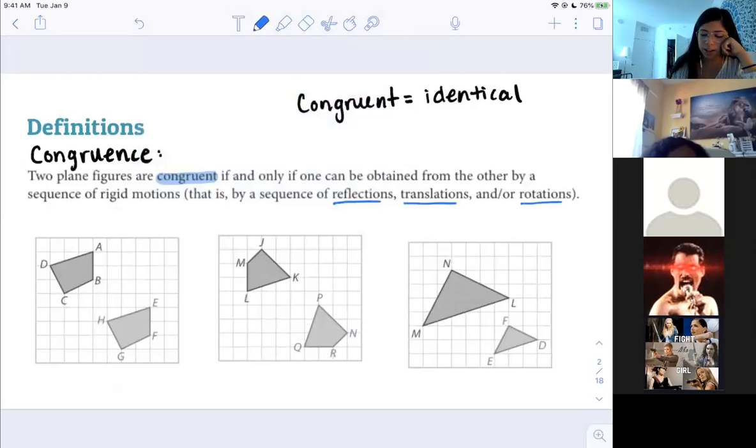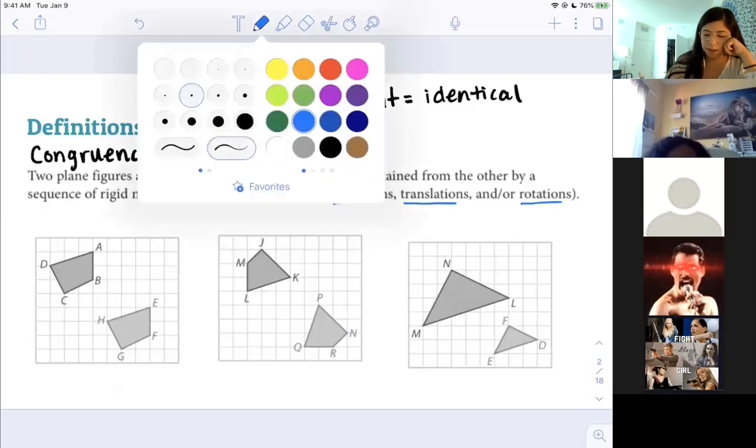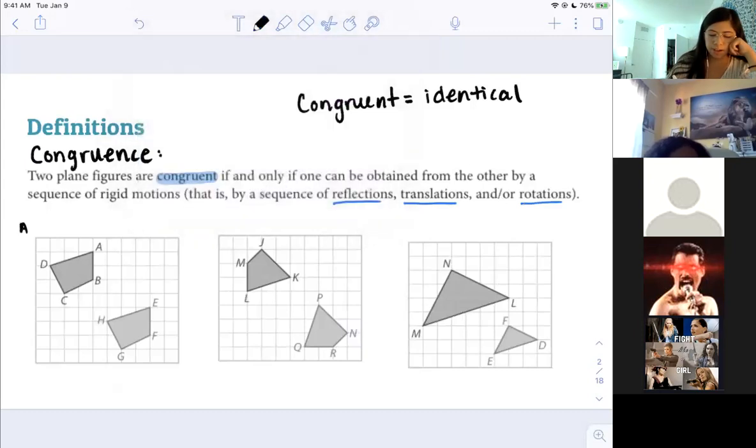What we're going to do is we're looking at these three pictures. Let me give them names. So this is A, this one's B, and this one is C. So I want to know two things. First of all, I want to know, are they congruent? And then second of all, I want to know what transformation was used to prove that it is congruent.